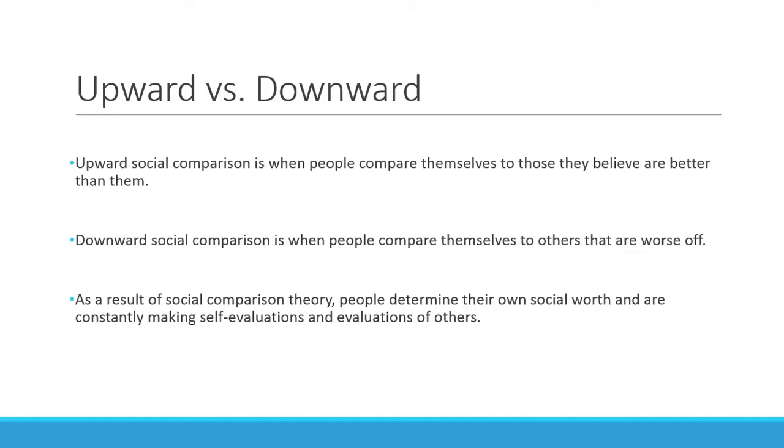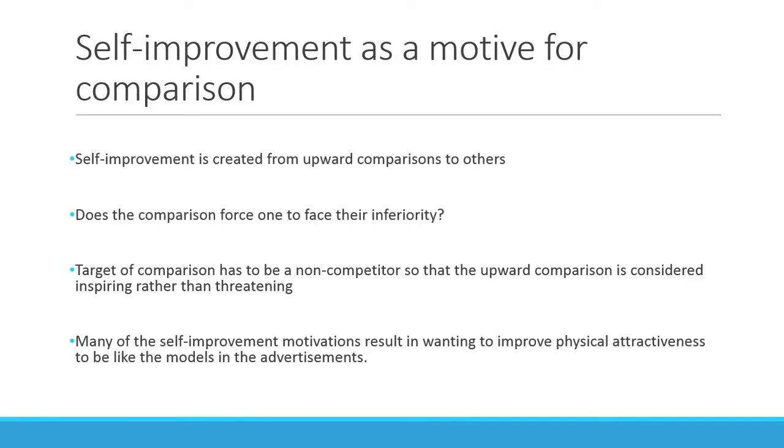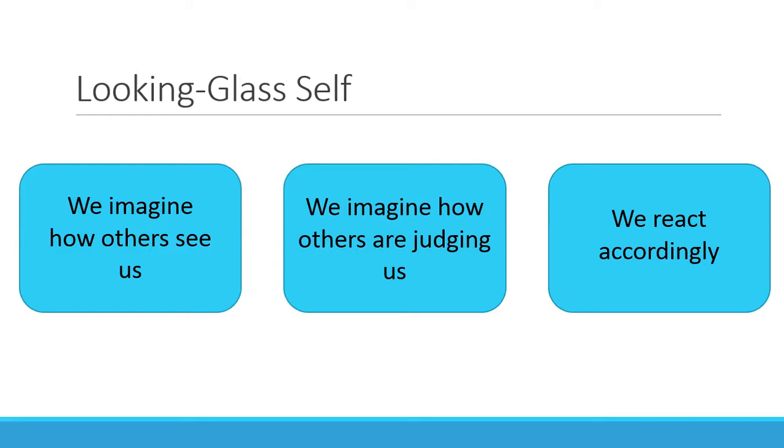As a result of social comparison theory, people determine their own social worth and are constantly making self evaluations and evaluations of others. Self improvement is created from upward comparisons to others. The issue is whether the comparison would force one to face their inferiority. The target of the comparison has to be a non-competitor so that the upward comparison is considered inspiring rather than threatening. Many of the self-improvement motivations resulted in wanting to improve physical attractiveness. Female adolescents who compare their physical appearance to models in advertisements suggest that the girls showed self-improvement and aspirations to be like the models.